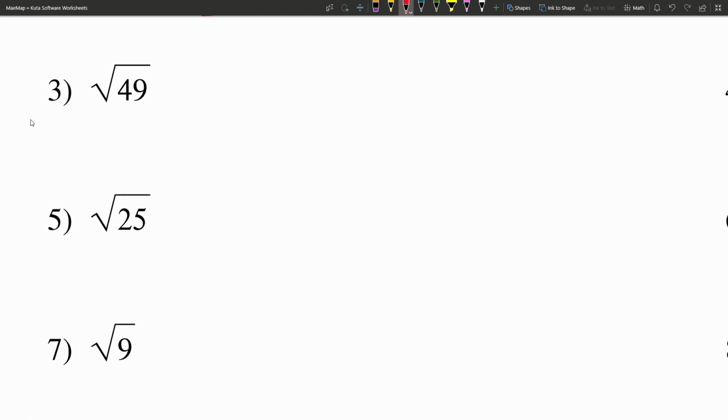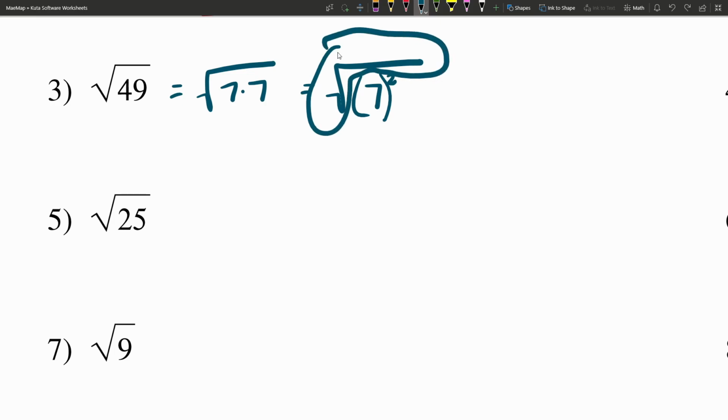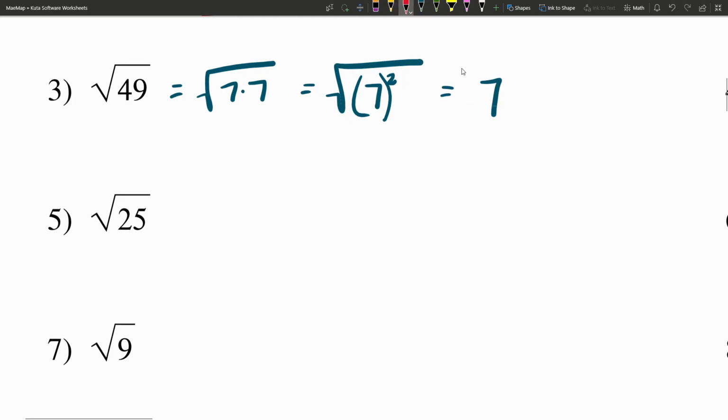Moving right along to number 3, the square root of 49 equals what? Well, what number squared equals 49? We know that 6 squared, based on our previous problem, was 36. If we did 7 squared, 7 times 7 does indeed equal 49. So the square root of 49 equals the square root of 7 times 7, which is the square root of 7 squared. And because this square root represents an exponent of 1/2, it cancels out with that squared, so we're left with 7. 7 times 7 equals 49, so the square root of 49 equals 7.